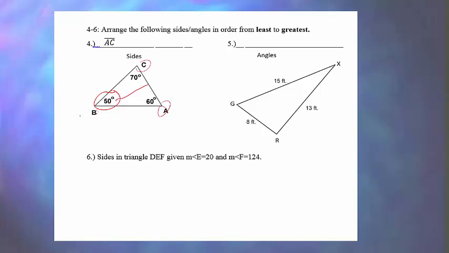And then your medium angle is 60. And since that uses angle A, side BC is the next smallest side. And then our biggest side is going to be side AB.